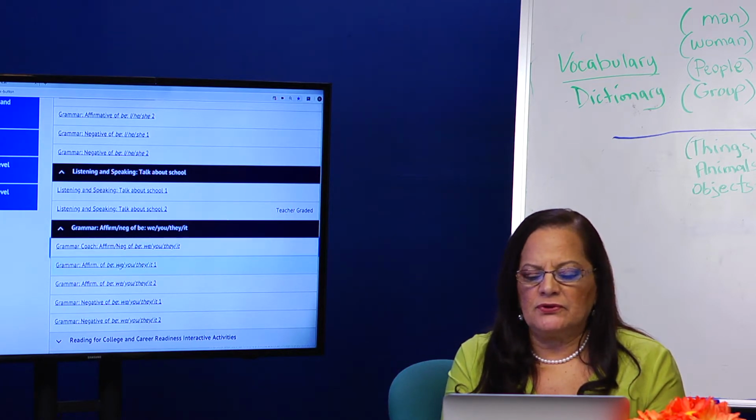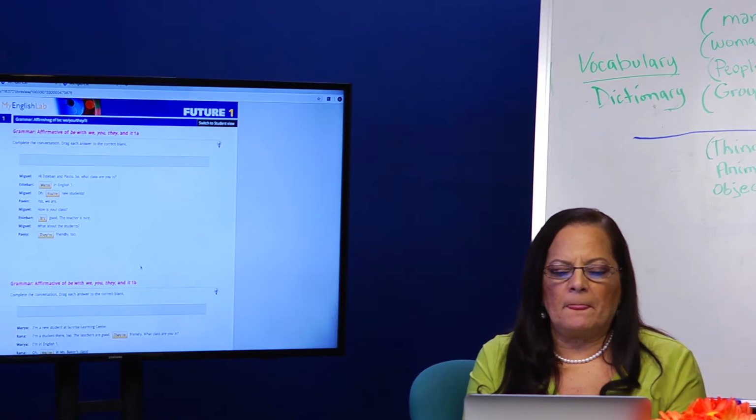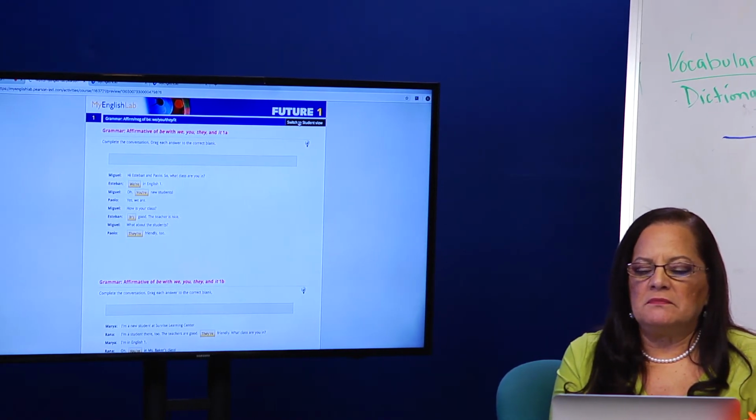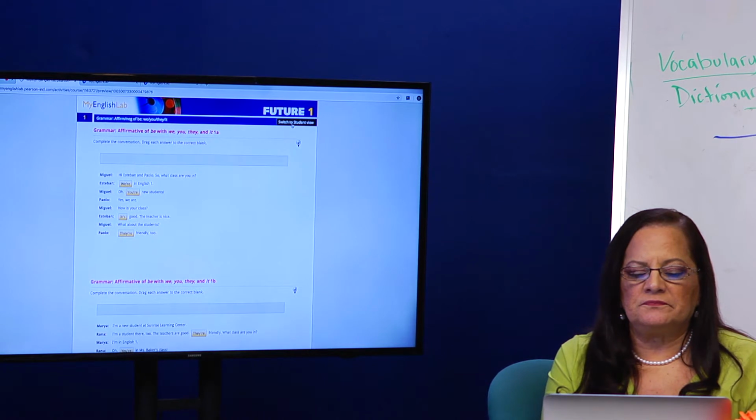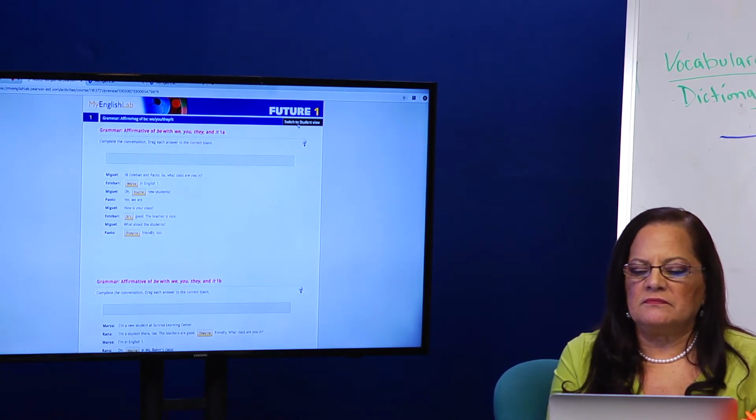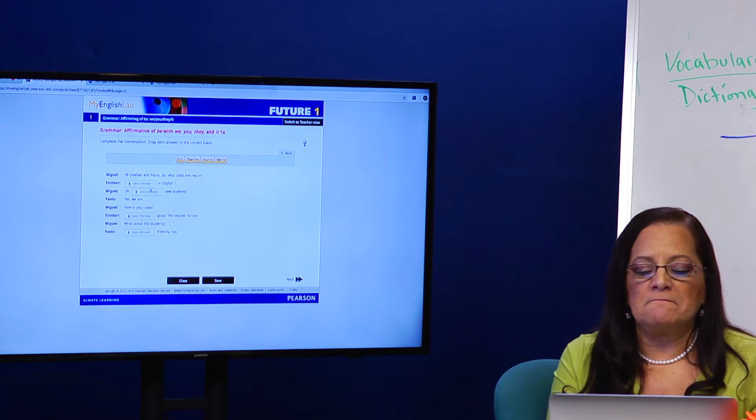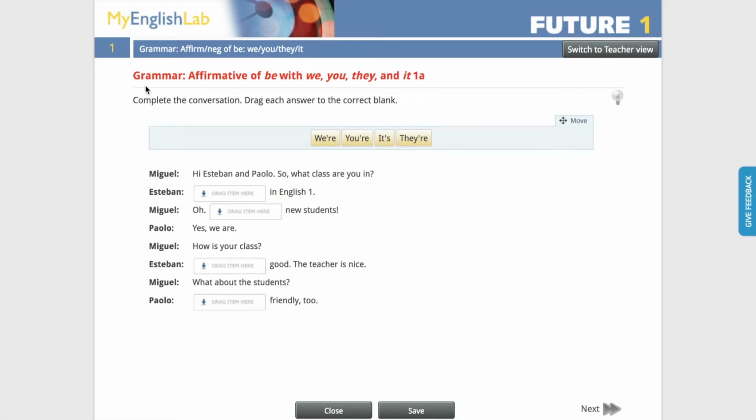So now we're going to look at making some corrections using the pronouns, really basically the same way that we learned so far. So we have here, hi, Esteban and Paulo. So what class are you in? Again, hi, Esteban and Paulo. So what class are you in? So which of these would be? It's talking about two people.